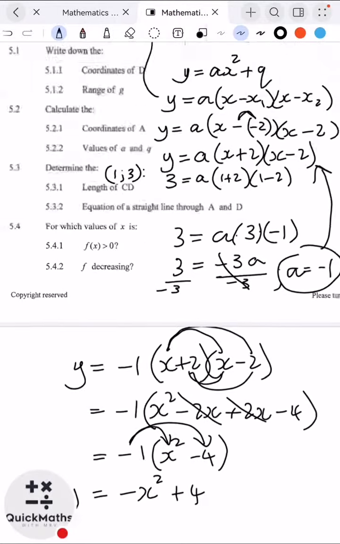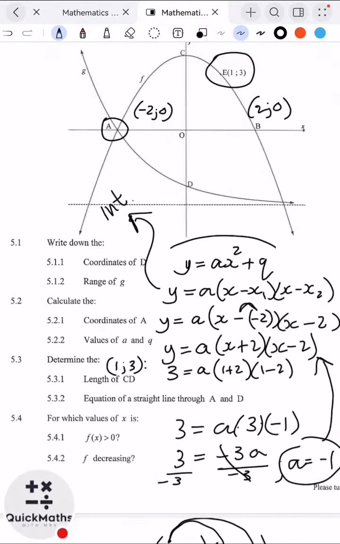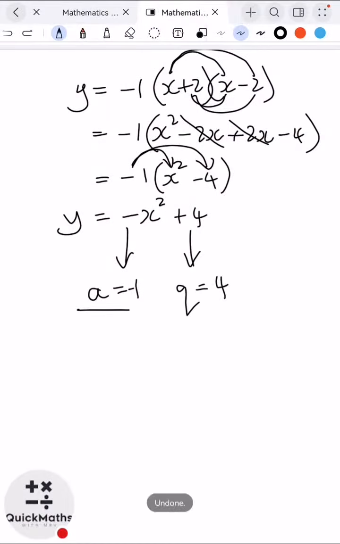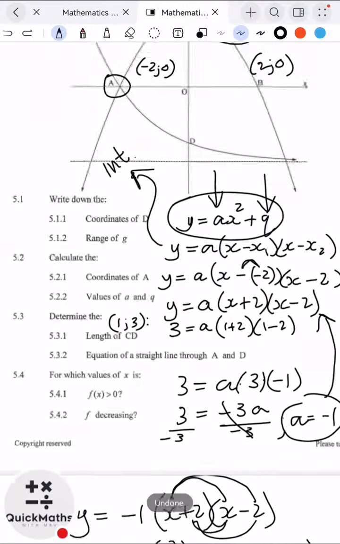Now let's just go back to the top quickly. Over here, we saw that that was A and that was Q. So this over here is A and this over here is Q. Right, that's what they asked for. They asked what is A and what is Q, and we have solved for that.